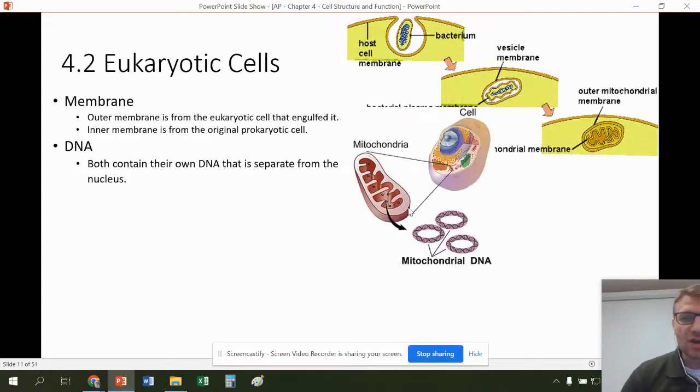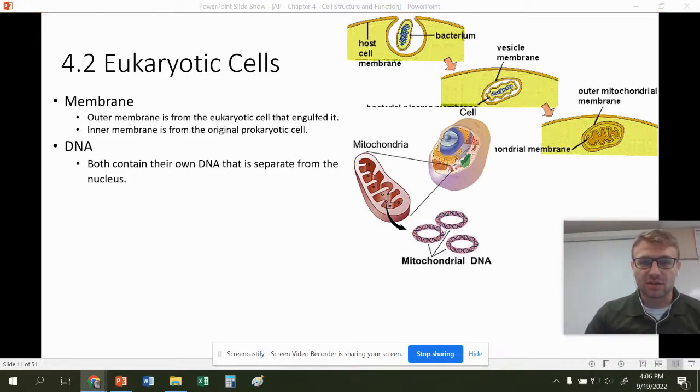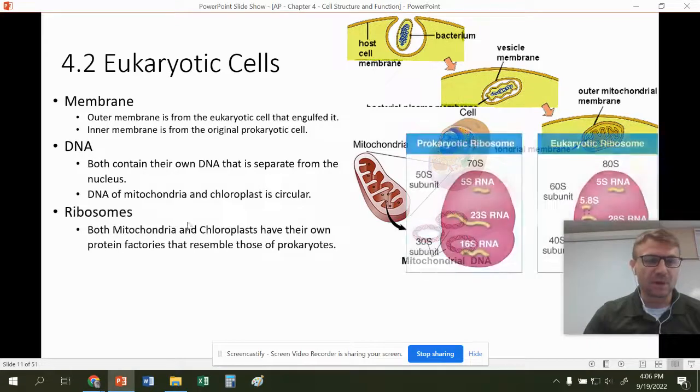Next, DNA. So all of your DNA is in the nucleus, right? Wrong. Your mitochondria and chloroplasts in plants have their own DNA outside the nucleus. Another interesting thing about that DNA is it's circular. And if you remember, what type of cell has circular DNA? That's prokaryotes. Interesting.